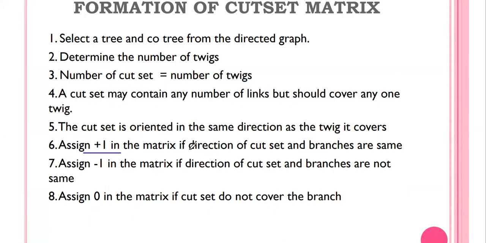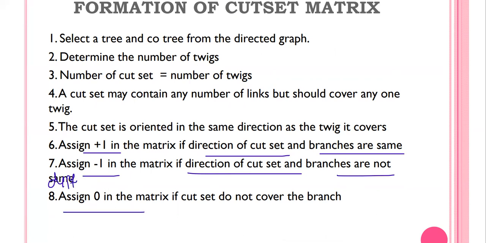Assign +1 in the matrix if the direction of the cut set and the branch are the same. Assign -1 in the matrix if the direction of the cut set and the branch are different. Branches are different means we have to assign -1. Then assign 0 in the matrix if the cut set does not cover that particular branch. So similar to the incidence matrix and tie set matrix, in the cut set matrix also, the matrix consists of elements either 0, +1 or -1.